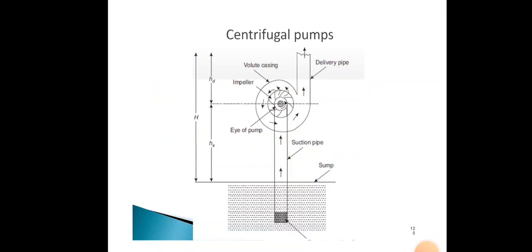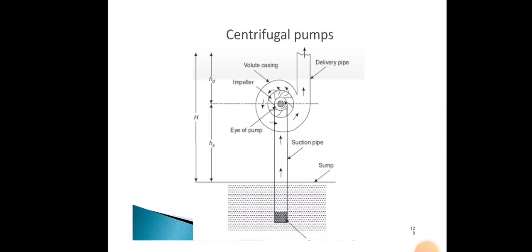Next, we are going to see the centrifugal pump, in which the mechanical energy of the motor is converted into pressure energy by means of centrifugal force acting on the fluid. It consists of an impeller. Impeller means a wheel with a series of backward curved vanes. Casing is an airtight chamber surrounding the impeller.